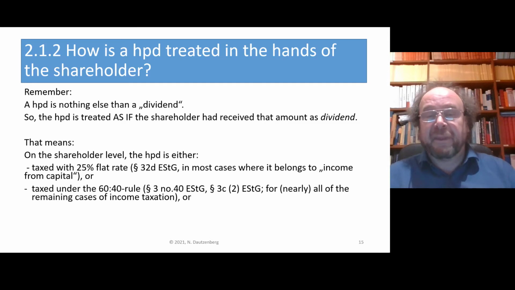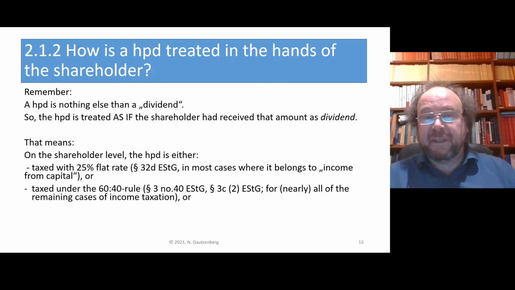For example, if you have your shares in your business property, then the dividend will be reclassified into income from business. Then the 25% flat rate for income from capital is automatically impossible. Then in nearly 100% of the potential cases, you end up with the application of the so-called 60-40 rule, or partial income treatment, where 40% of the dividend are treated as tax-free and only 60% of the dividend remain taxable. That is something which you find in paragraph 3, number 40 EStG.